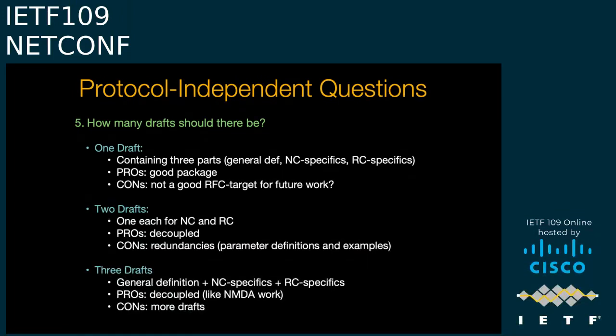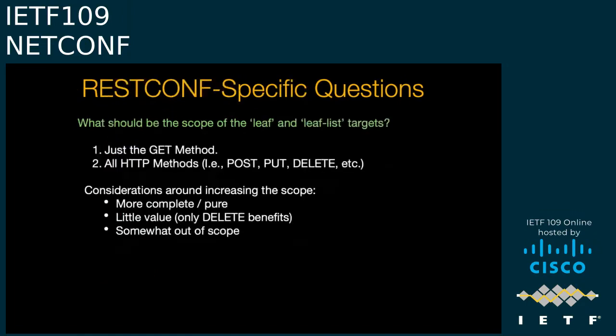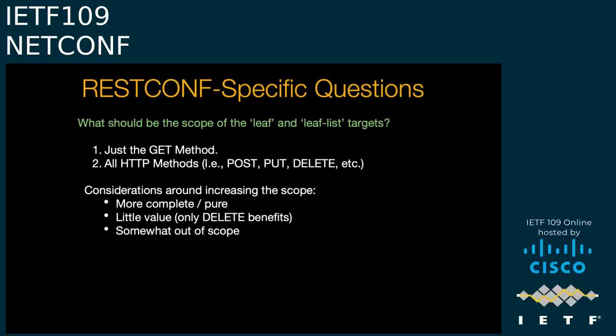So Mahesh, there is just one more slide, and I know we're out of time, but can we do that next slide? So those are the protocol independent questions. I'll take them all to the list. For RESTConf specific, there's another slide for NetConf, but I don't have any NetConf specific questions. So this is truly the last slide. The question is, what should the scope of the list and the leaf-list targets be? In particular, are we just doing the GET method, which would be the minimally invasive thing? Because after all, we're talking about list pagination, so it's just GET that we're talking about.